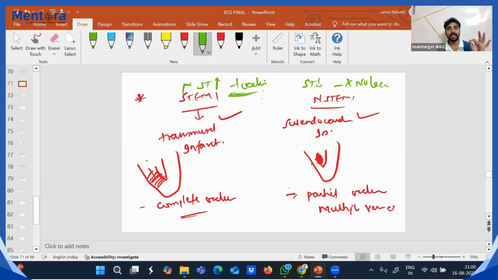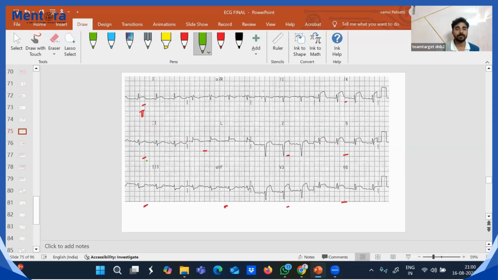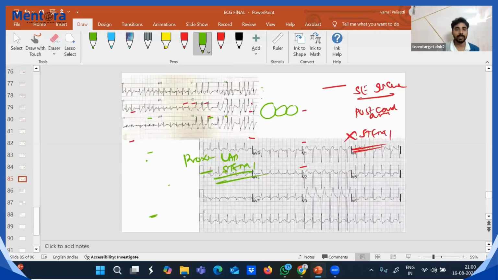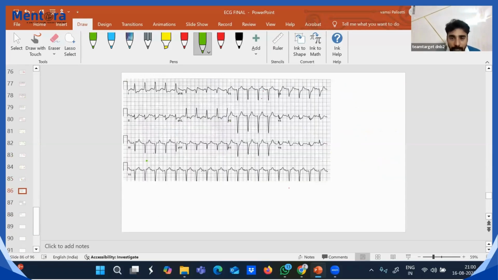Yes. Just ST depression indicates subendocardial ischemia. That's it. Simple thing. But along with this, if AVR ST elevation is there, then you have to think of either diffuse subendocardial ischemia or it may be because of a STEMI equivalent. That is clear? Okay. Then we go for the other things. Right.